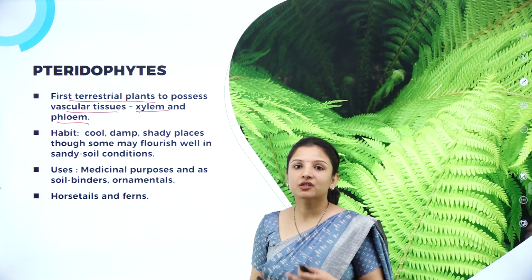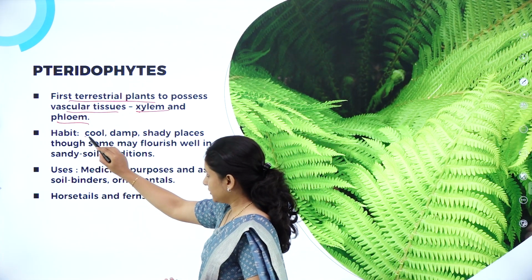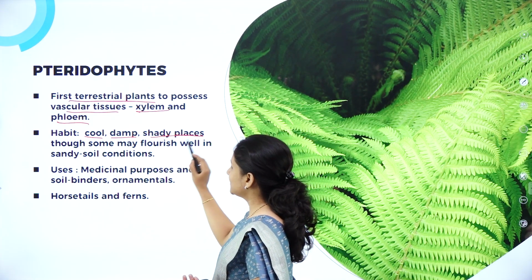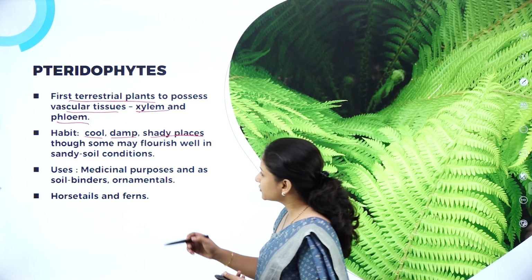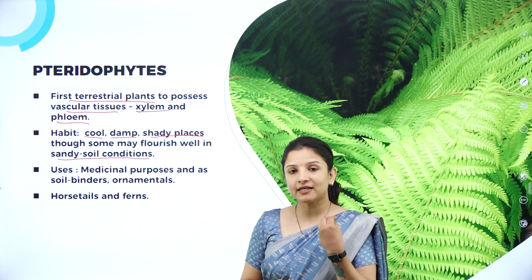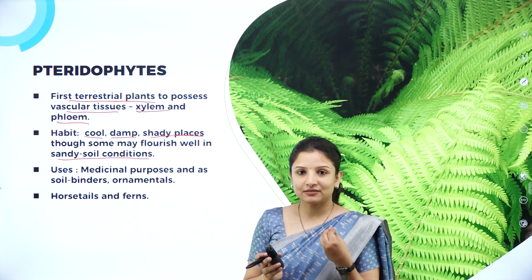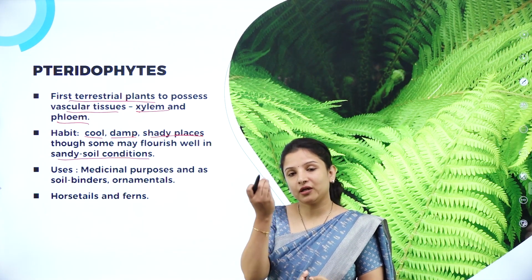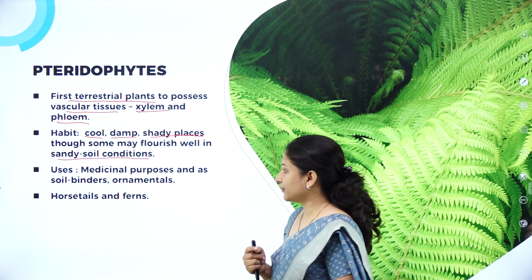Next, talking about the regions where they prefer to grow. They always prefer areas that are cool, always wet, shady places, but some pteridophyte forms can also flourish in sandy soil conditions. Sometimes you can find pteridophytes growing wherever there is a rocky texture, like a crack in the cement, from where, through the soil, you can find pteridophytes growing even in arid regions sometimes.